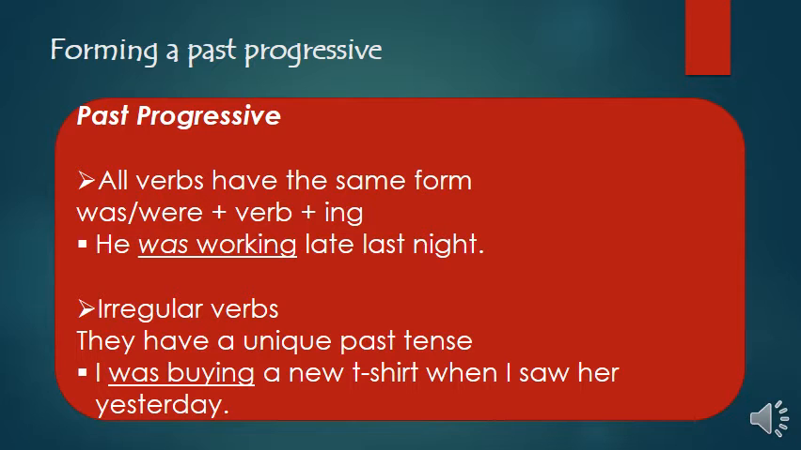So he was late last night. He was working late last night. And in the irregular verb, I was buying a new t-shirt when I saw her yesterday. So in both verbs, in the regular and irregular verbs, the form stays the same. Was or were plus the verb plus ing.